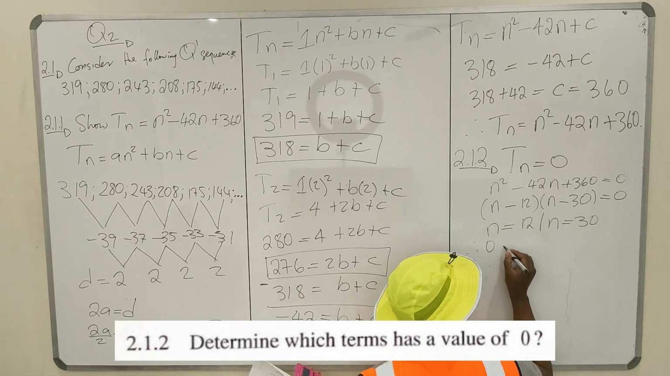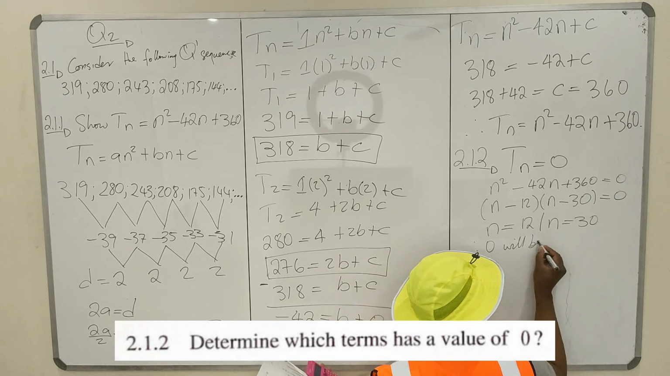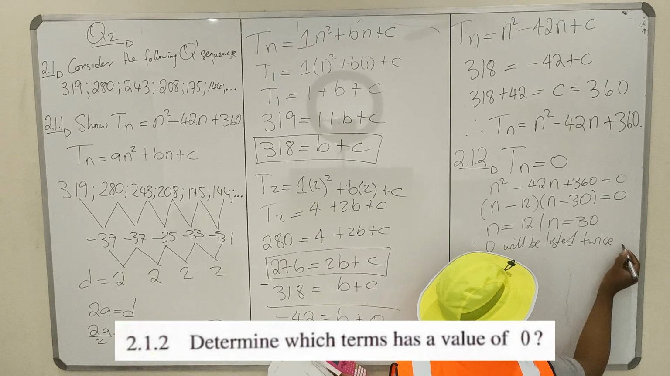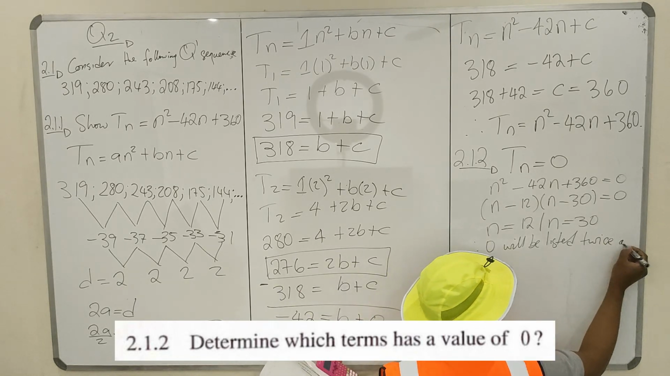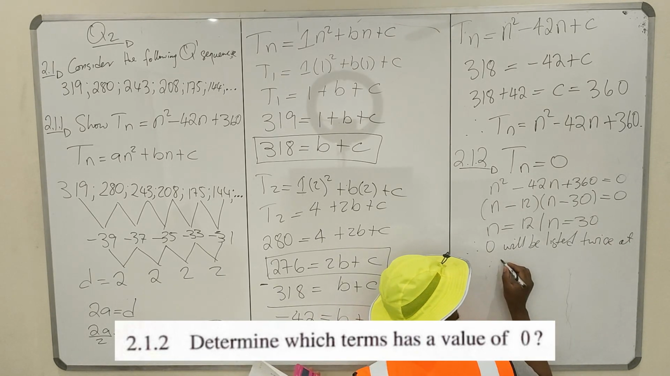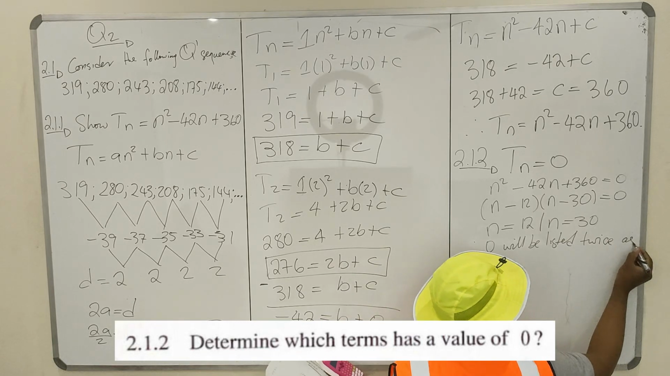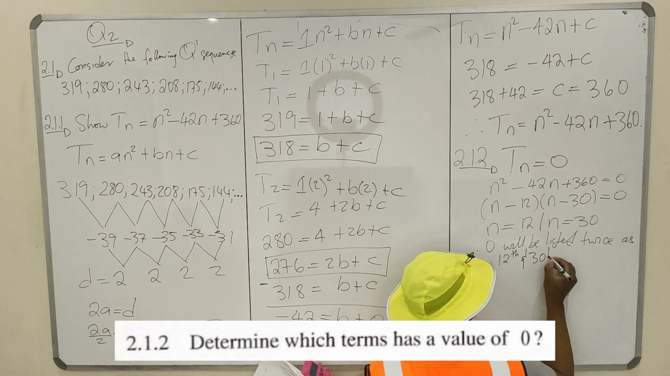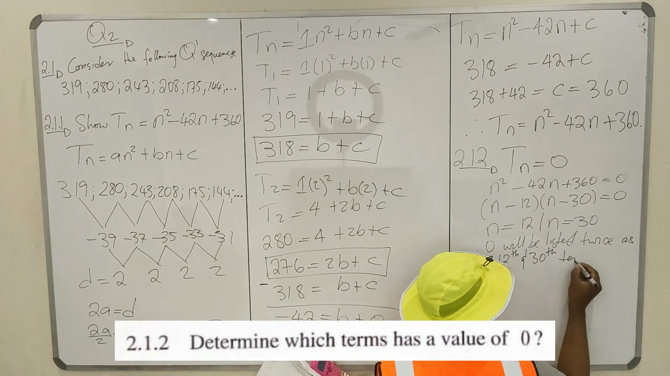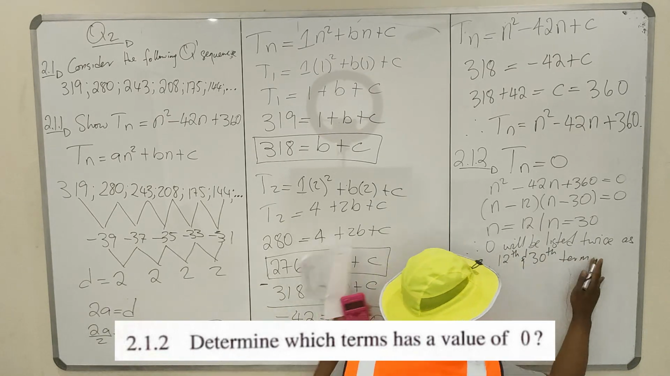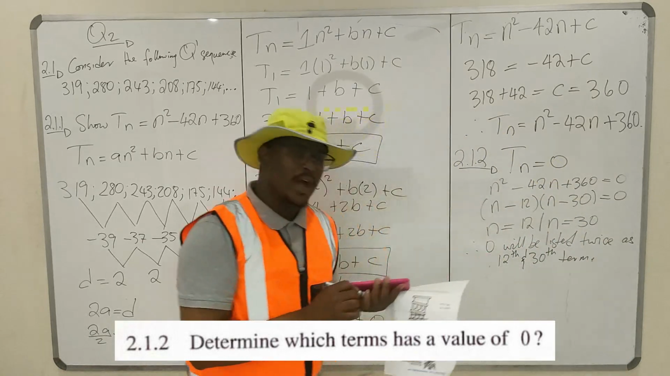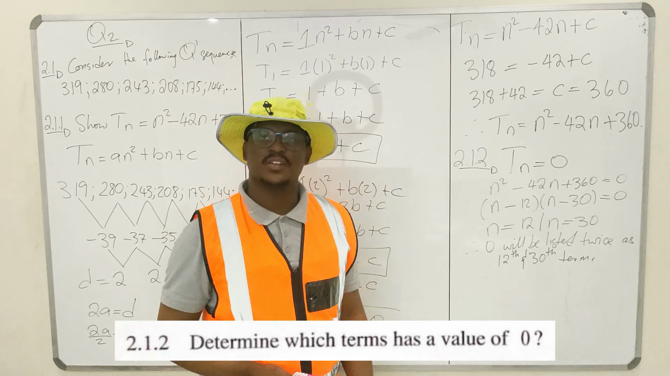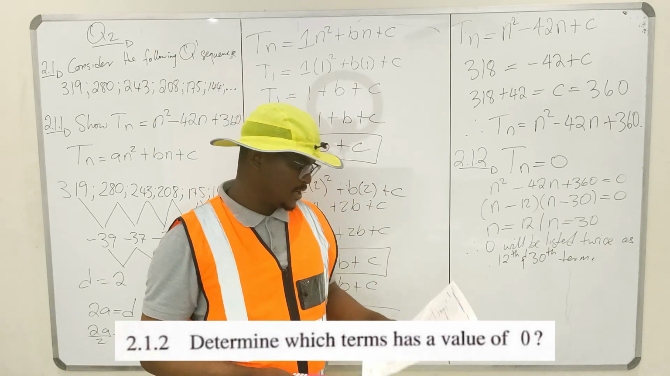Therefore, 0 will be listed twice on our sequence, as the 12th and 30th term of the sequence. So the 0 will appear twice on our sequence as the 12th and 30th term. So we're done here.